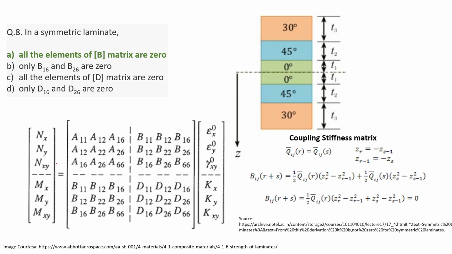Now let's come to the question. Question number 8: in a symmetric laminate, which of the options will be correct? Option A is that all the elements of the B matrix are 0. Option B, only B16 and B26 are 0. Option C, all the elements of the D matrix are 0. Or option D, only D16 and D26 are 0.